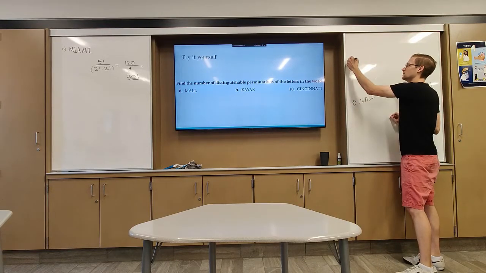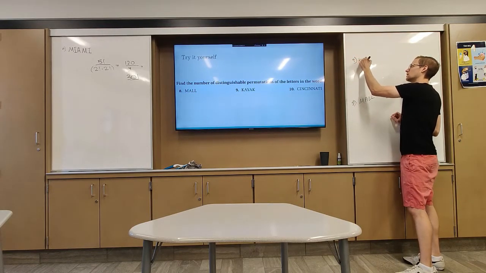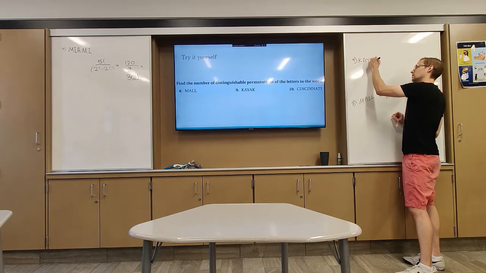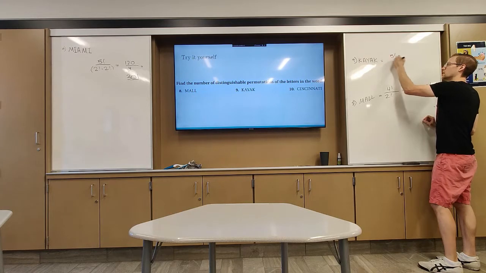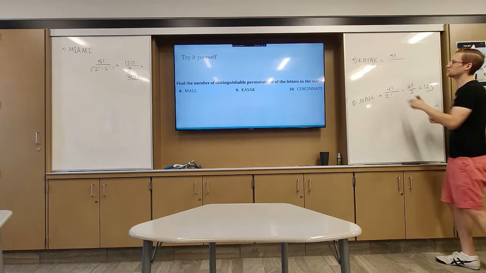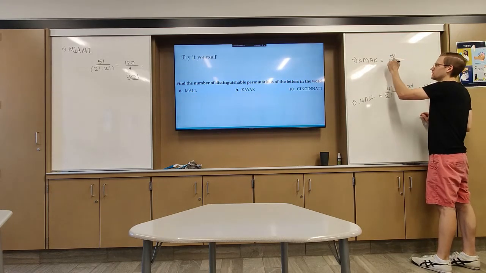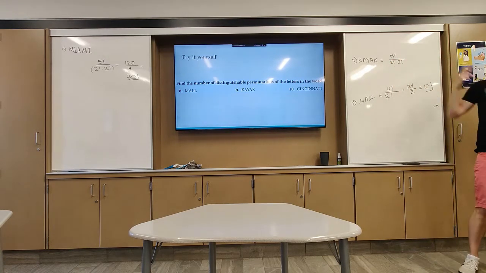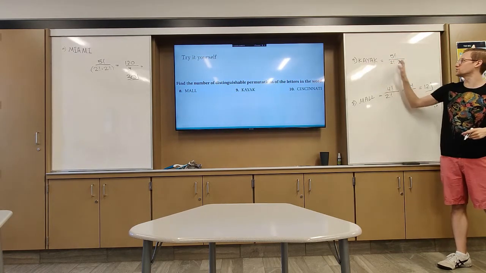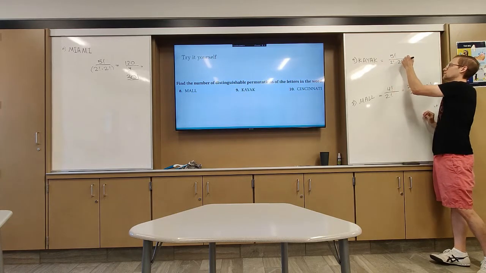Paloma, number 9. 5 factorial, right? 5 letters, 5 factorial, over 2 factorial for the K, and 2 factorial for the A. So 2 factorial for K, 2 factorial for A. What does that give you? 120 over 4.